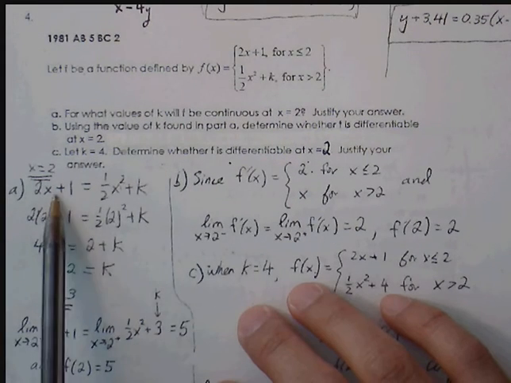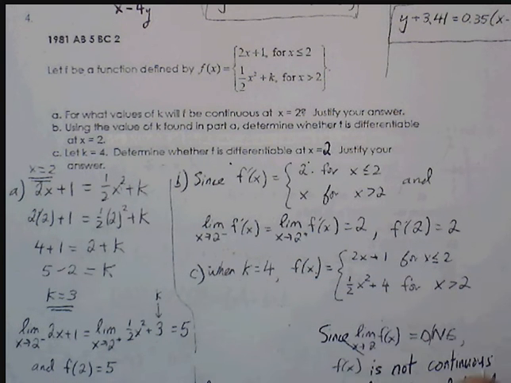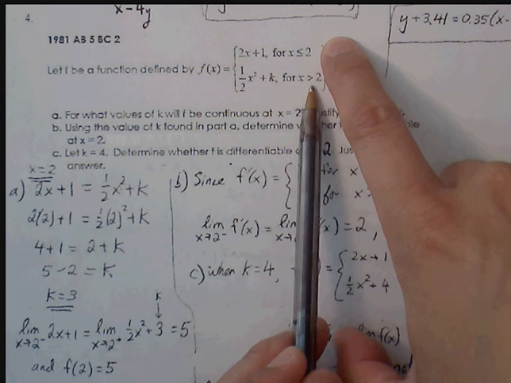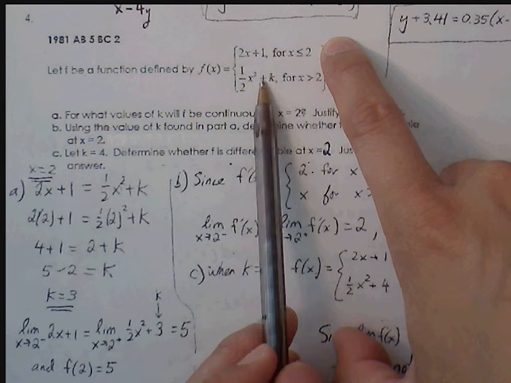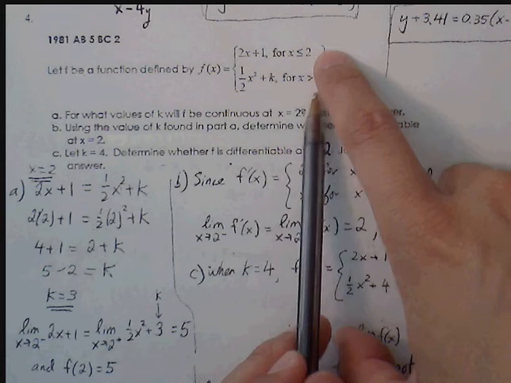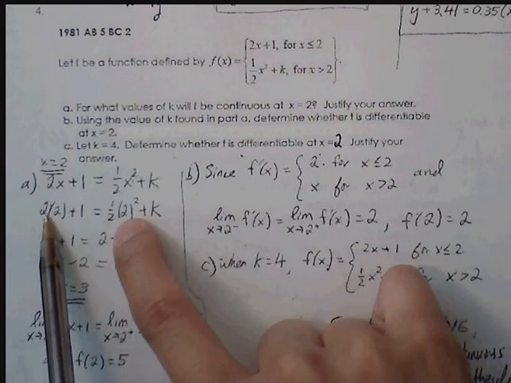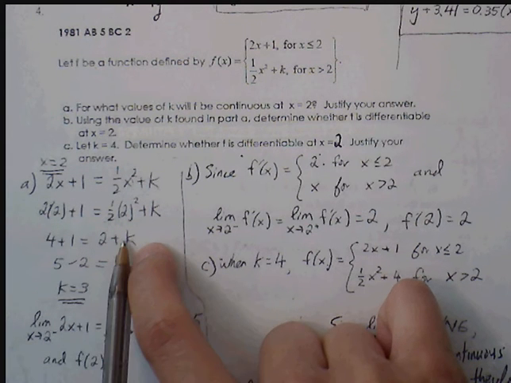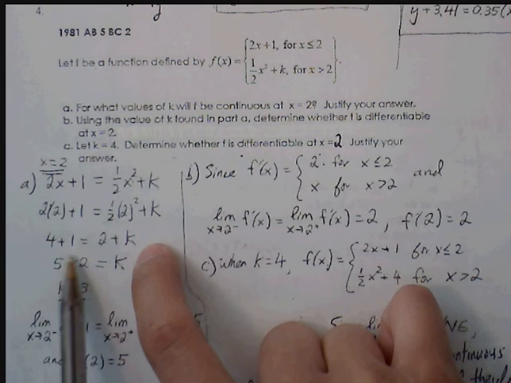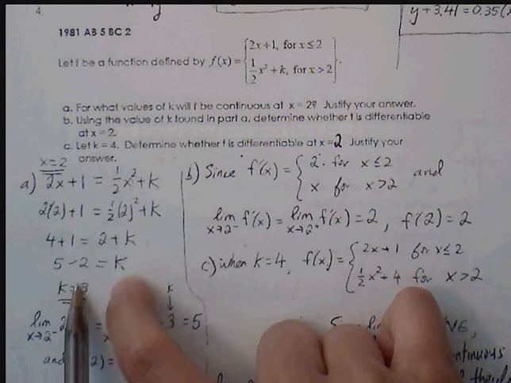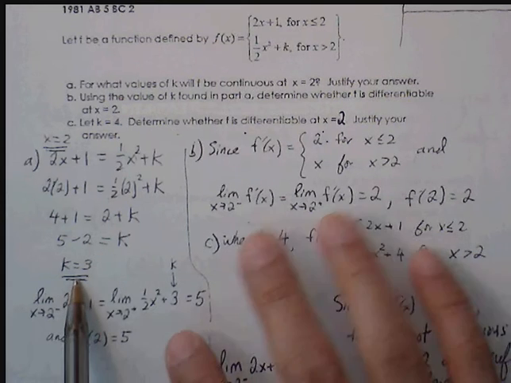So what we can do is set both equations equal to each other: 2x plus 1 equals 1/2 x squared plus k, and then solve for k. Replace x with 2, because that's the x value where we want these two equations to share the same y value. Then the only variable left is k, so we can solve for k. 4 plus 1 is 5. 1/2 times 2 squared is 2. So 5 minus 2 is equal to 3, so k is equal to 3.